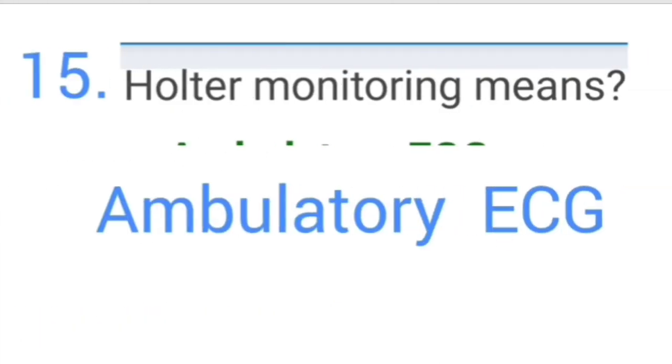Holter monitoring means dash. Ambulatory ECG.